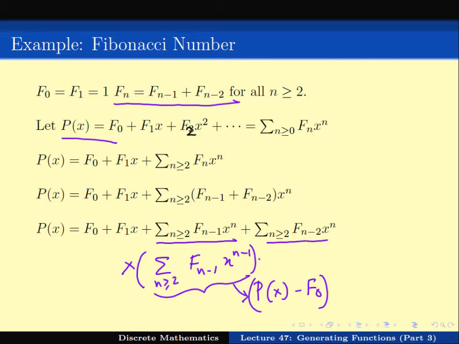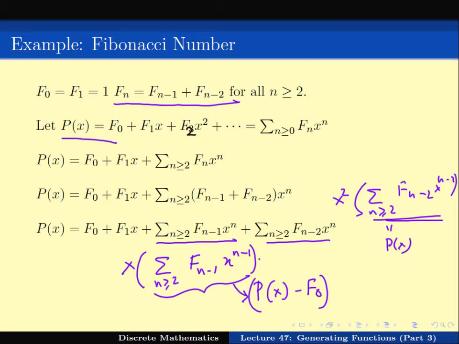Similarly here, if I take x squared common, I get summation n greater than or equal to 2 of f_n minus 2 x to the power n minus 2. And this is nothing but, you can see, f0 plus f1 x plus f2 x squared and so on. So this is P of x, right?